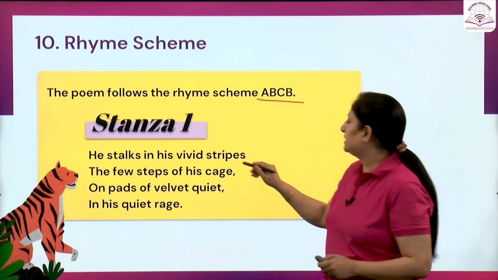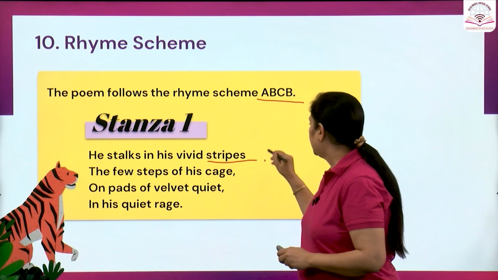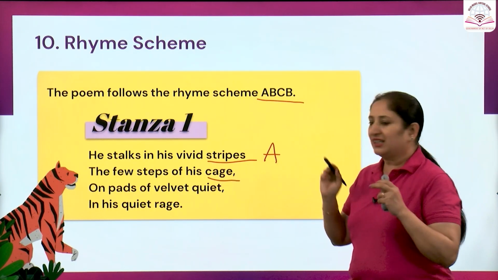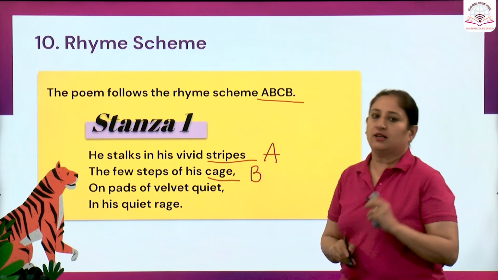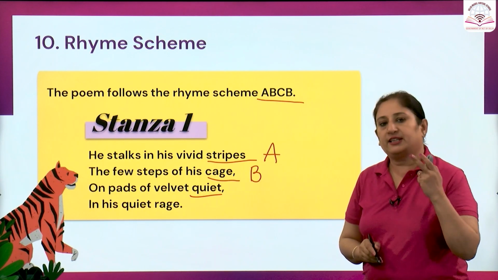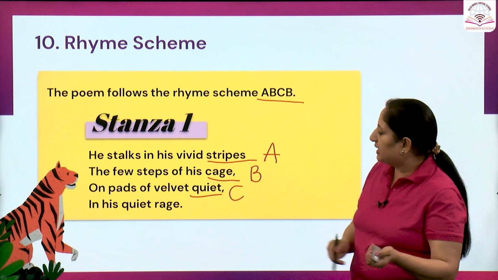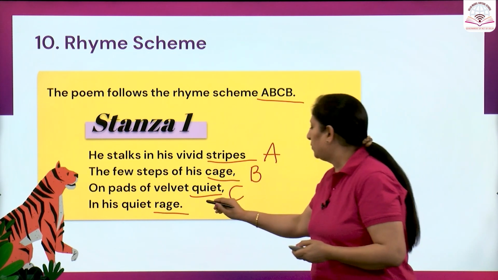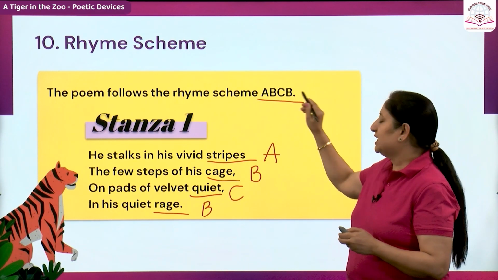"He stalks in his vivid stripes." Stripes is denoted by a sound, so we'll denote it with the alphabet A. "The few steps of his cage." Cage and stripes are different, so we'll denote it with a different alphabet B. "On pads of velvet quiet." Quiet is again a different sound, so we'll denote it with a different alphabet C. "In his quiet rage." Rage and cage sound similar, so we'll denote it with B. So the rhyme scheme is A, B, C, B.